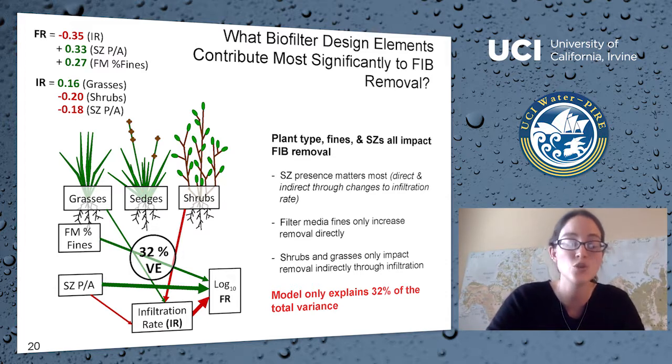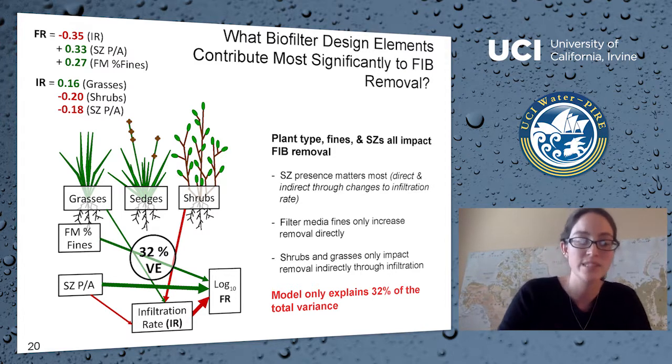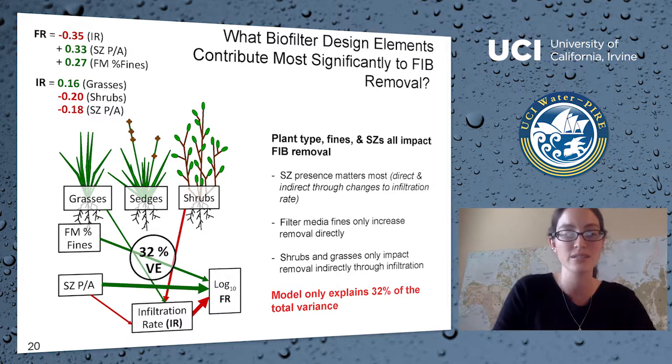indicator bacteria removal and indirect positive effects where the submerged zone is decreasing infiltration rate and therefore increasing fecal indicator bacteria removal. Regarding filter media percent fines, we see only a direct effect, and it's positive on fecal indicator bacteria removal, whereas in contrast, the shrubs and grasses, two of our plant types, are only impacting removal indirectly through changing infiltration rate. And interestingly, the effect of shrubs is to decrease infiltration rate, therefore increasing fecal indicator bacteria removal, whereas grasses are actually doing the opposite. They're increasing infiltration rate and therefore decreasing fecal indicator bacteria removal.